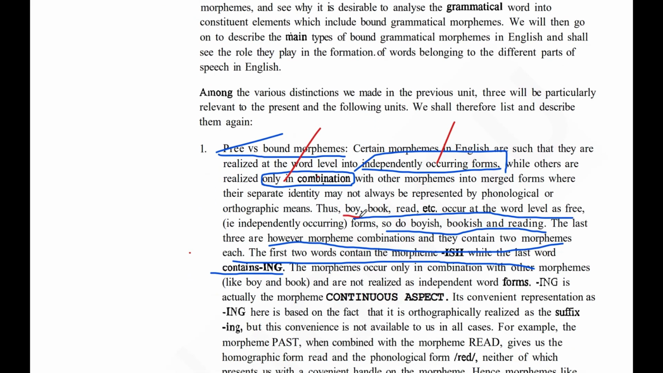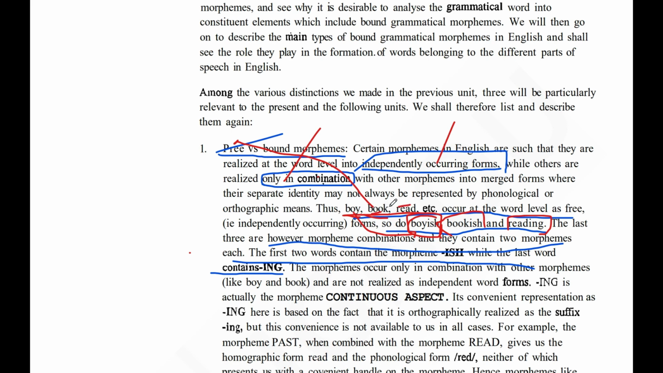So let's take the words boy, book, read. Okay. So these are your independently occurring forms. So they are free form morphemes. Then we come to more such words like boyish, bookish, and reading. So what are these? They are just other forms of boy. The word boy's other form is boyish, but they have a different meaning. Boy and boyish are not the same. Boyish could mean something which is like a boy, one who contains the qualities or the characteristics of a boy, but that does not mean the boy itself.